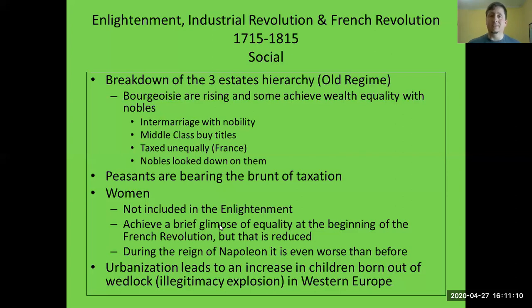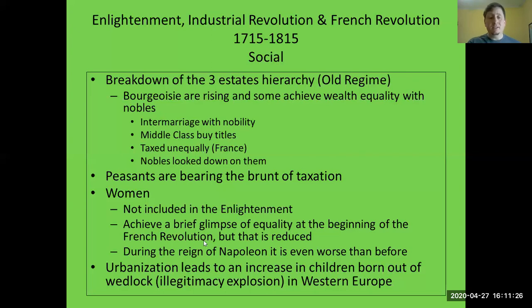But that doesn't last very long. The women's groups, remember, are eventually made illegal for the radical phase of the revolution. And during the reign of Napoleon, you could even say that the rights of women actually go backward and are worse than they were under Louis XVI.